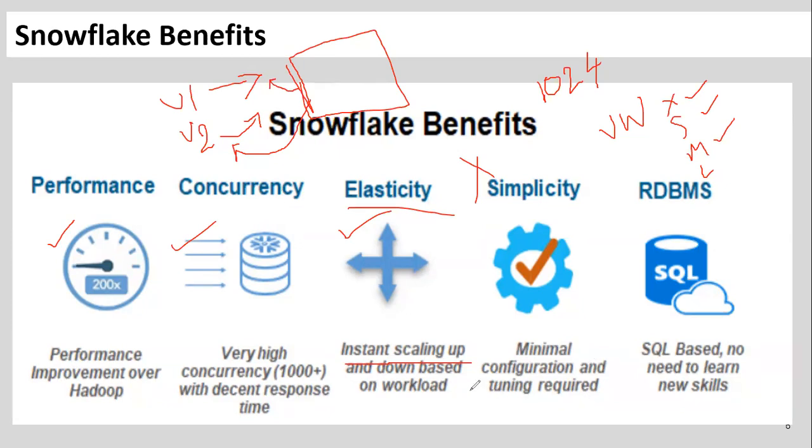And of course, no tuning is required here, guys. Performance tuning is almost zero. In traditional databases, you have to tune the queries and write optimized queries. But in Snowflake, it's not like that. By default, it stores the data in an optimized way. That is the beauty of Snowflake. It is very simple, I can say.